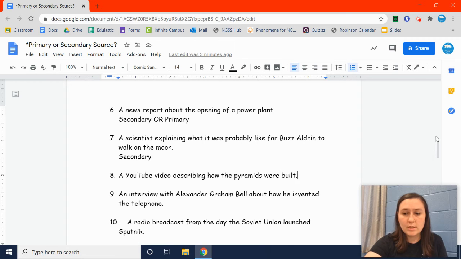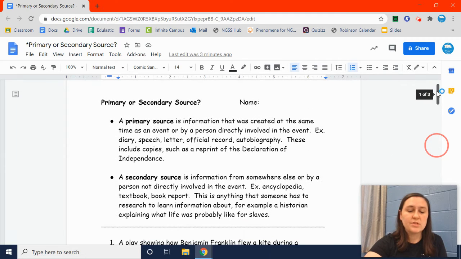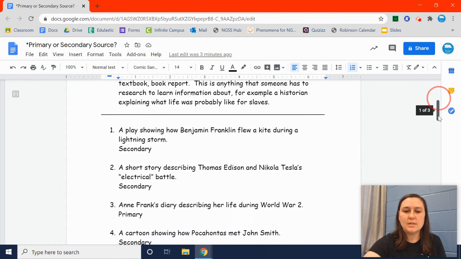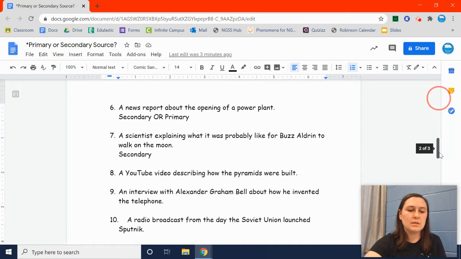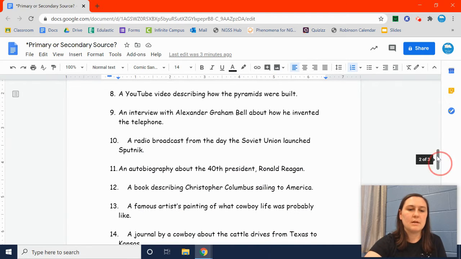So let's keep going. Let's talk real quick again. Primary source is from the event or the time period or the person or whatever. Secondary source is after the fact, or somebody had to research to give you this information. So it's from a person not directly involved in the event, information from somewhere else, all that good stuff. If somebody says that it was probably like this, then that's secondary.